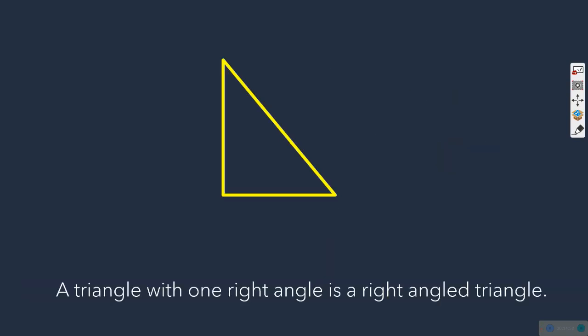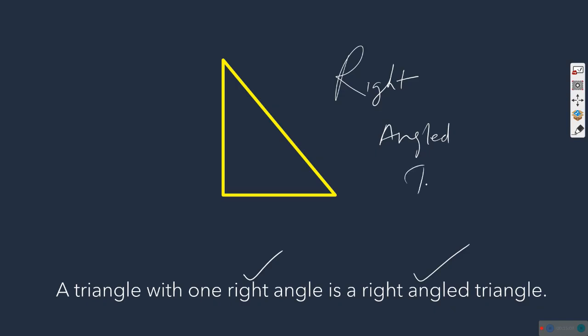Understood? The same way we can think about this triangle which is having a 90 degree or right angle. We will call it a right angled triangle.